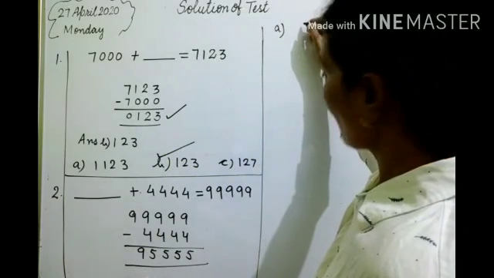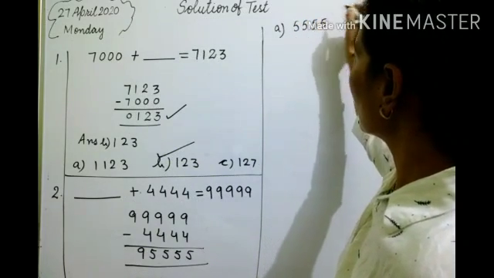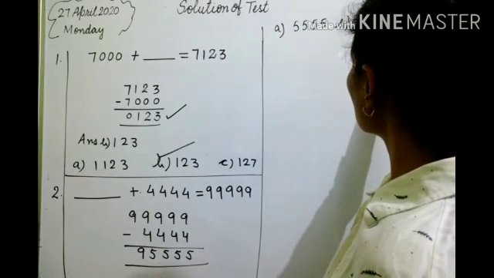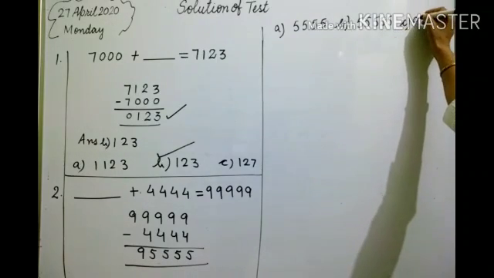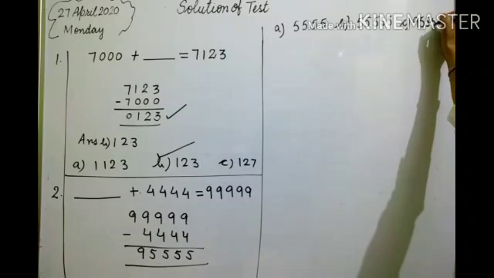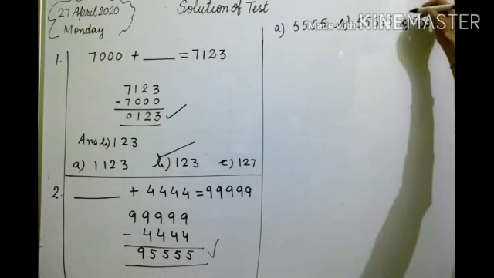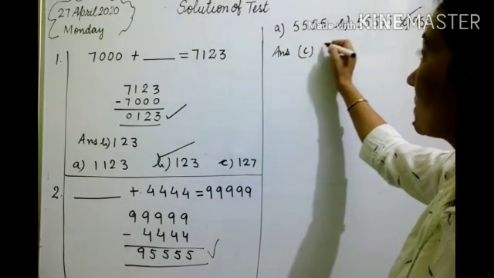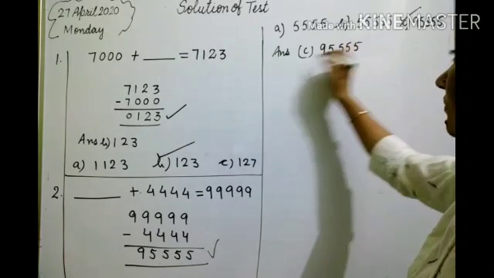First option is 5,555, B option 55,555, and C option is 95,555, and the answer matches C option. So the right answer is C option, 95,555.